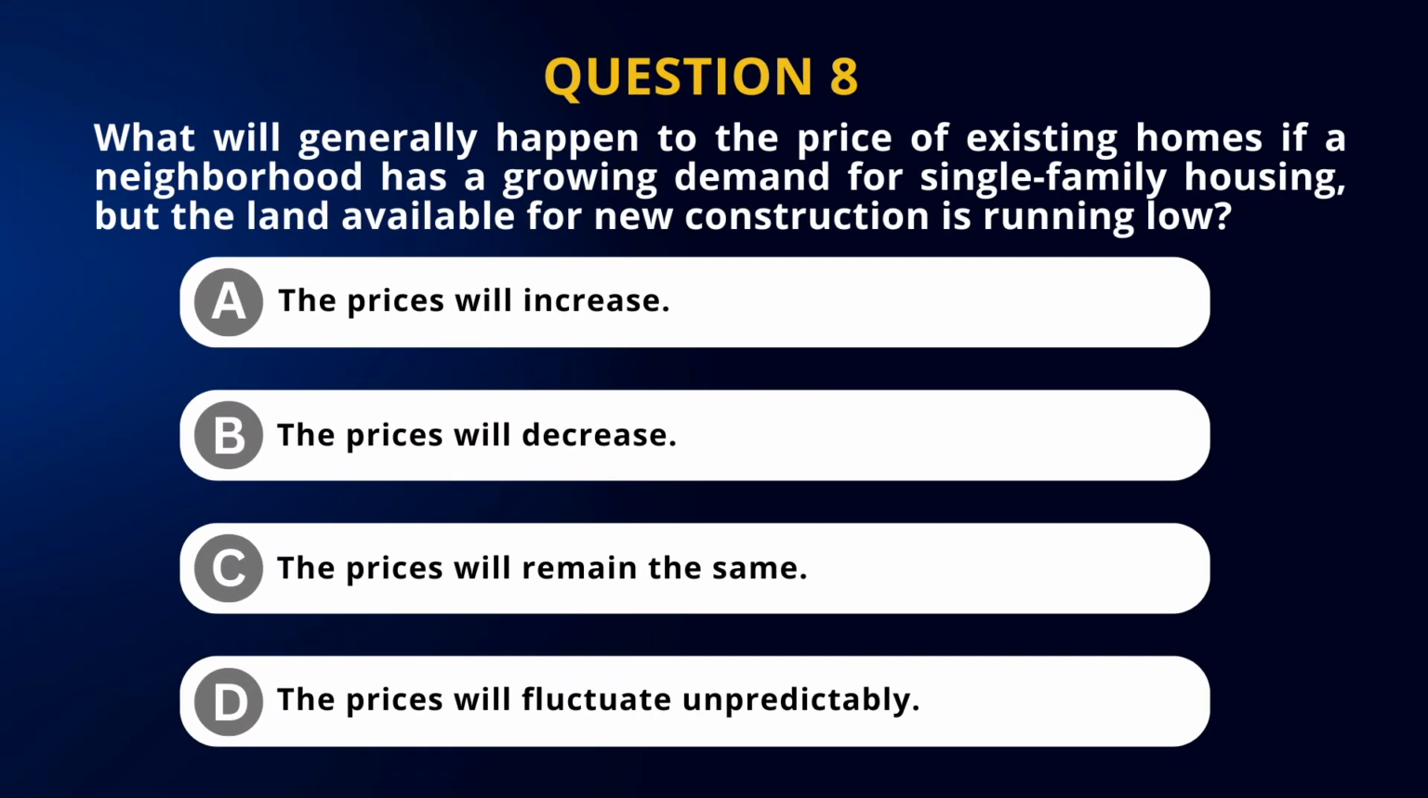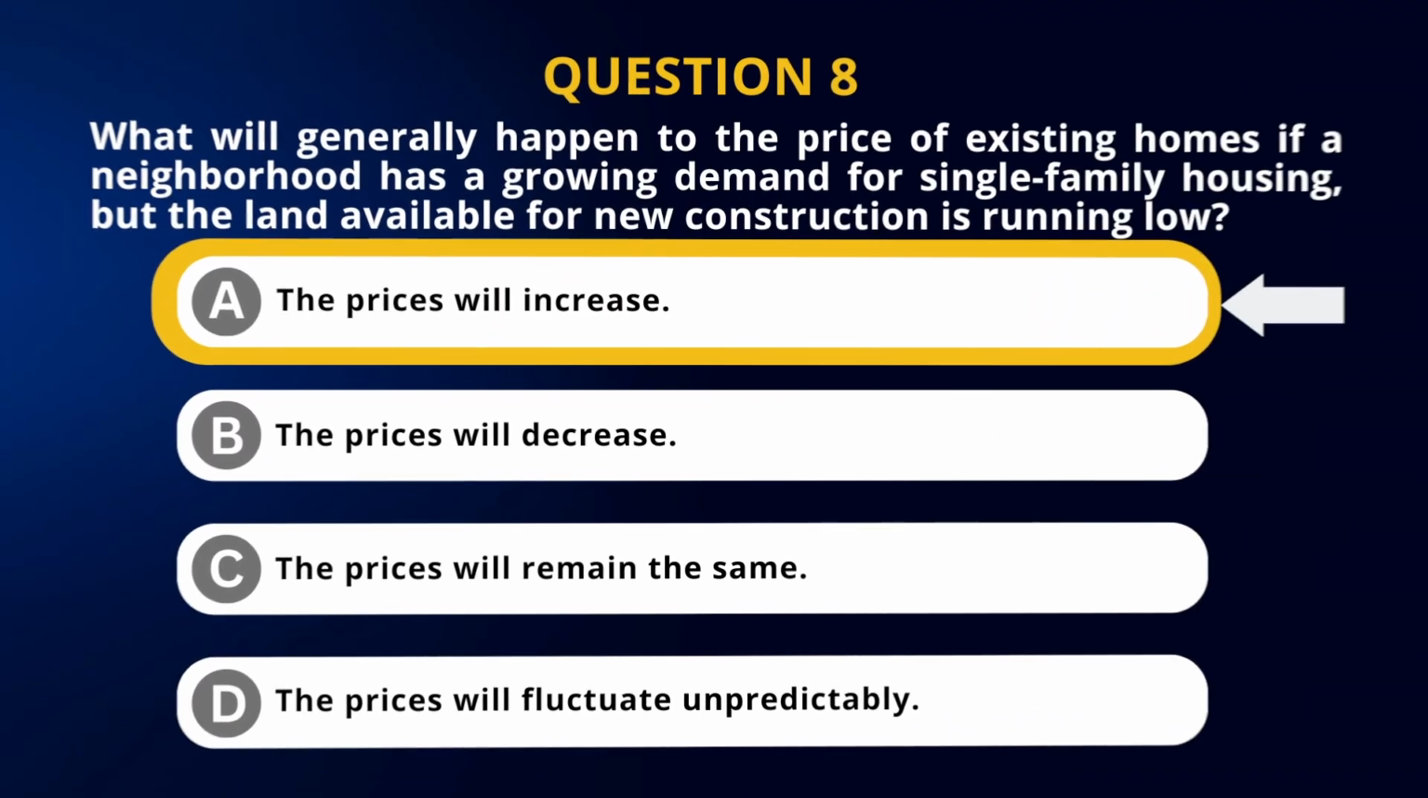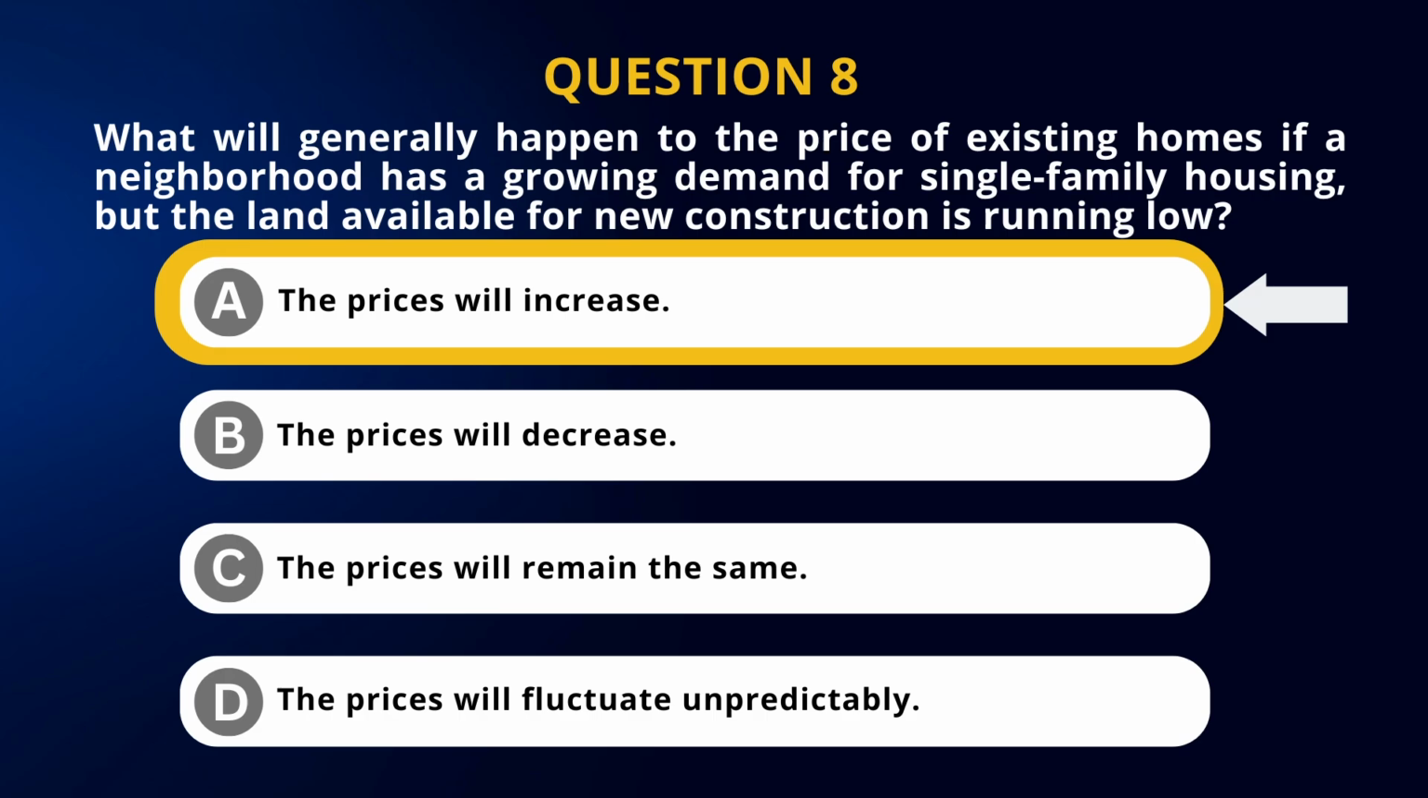Question number 8. What will generally happen to the price of existing homes if a neighborhood has a growing demand for single-family housing, but the land available for new construction is running low? Letter A, the prices will increase. Letter B, the prices will decrease. Letter C, the prices will remain the same. Letter D, the prices will fluctuate unpredictably. And the answer is letter A, prices will increase.